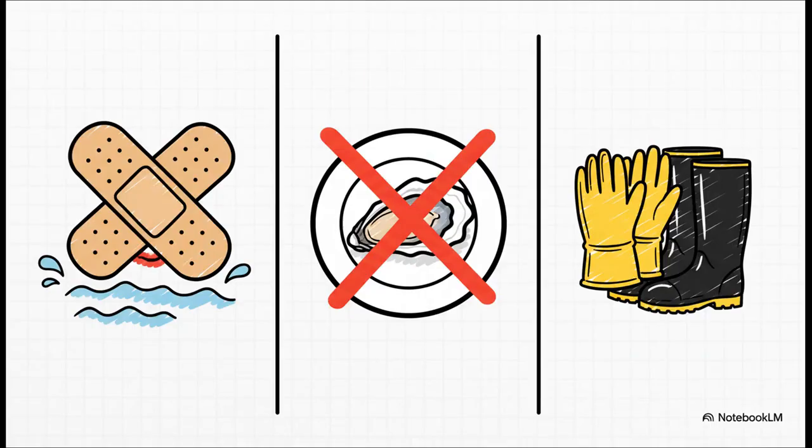So, what do we tell the public? For at-risk people, it really comes down to 3 common-sense things. First, if you have any cuts or scrapes, just stay out of seawater. If you can't, wash it out really well with soap and fresh water as soon as you can. Second, if you have a weak immune system or liver disease, please avoid raw seafood, especially oysters. It's just not worth the risk. And finally, for people who work on the water, like fishermen, wear your protective gear.